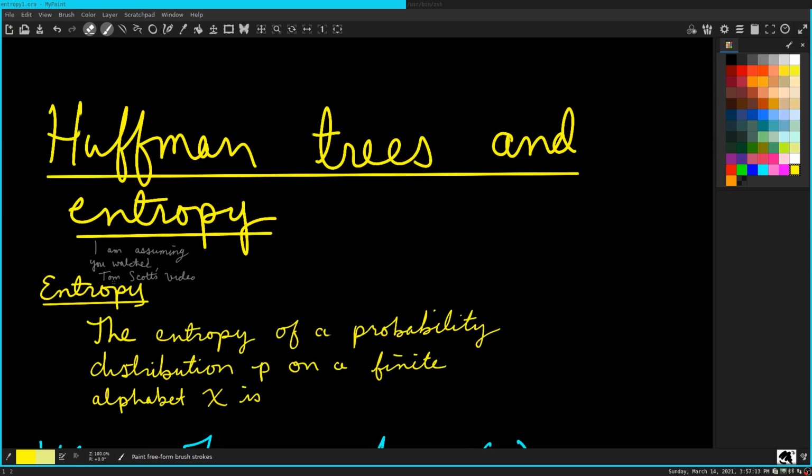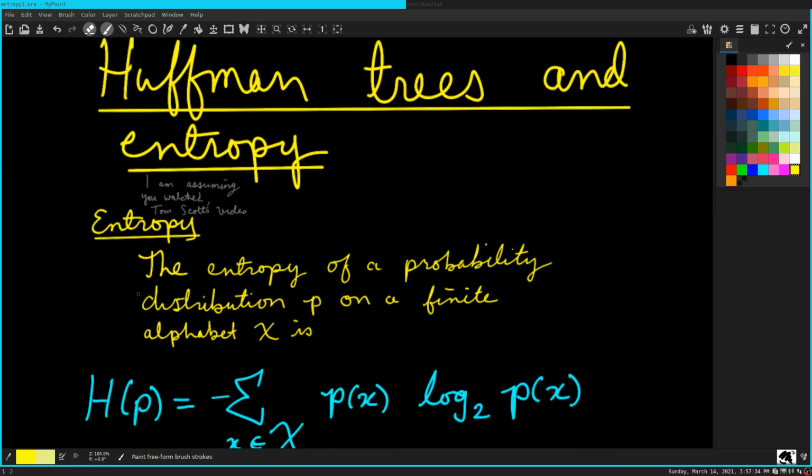And the most fundamental quantity in information theory is this thing called entropy. And it's very much related to Huffman trees. I'm not going to really go into that in a lot of depth here. That takes a lot of work. I am going to give you maybe a bit of a teaser for the whole playlist. Okay, so let's talk about entropy.